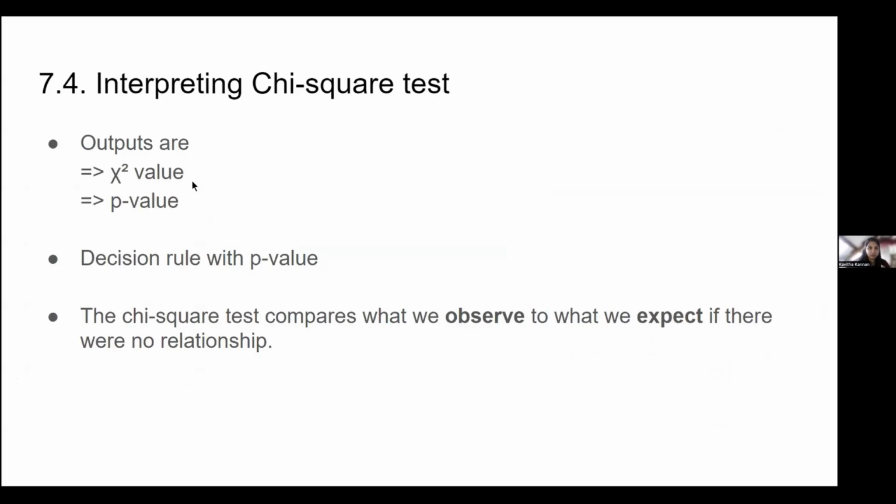And with that you get the chi-square value. And with the chi-square value, one could easily calculate the p-value from it. And once again, the decision rule with the p-value applies. So if the p-value is lower than 0.05, then you reject the null hypothesis, accept the alternative hypothesis. And to summarize the chi-square test, it compares what we observe to what we expect if there were no relationship. So this is the overall summary of the chi-square test. Do you have any questions on the chi-square test?